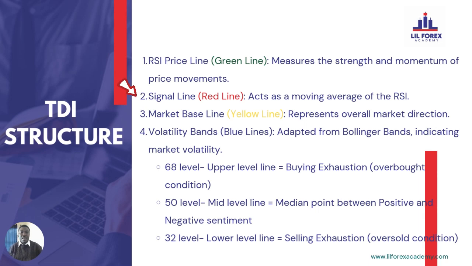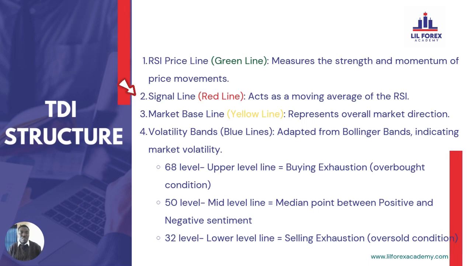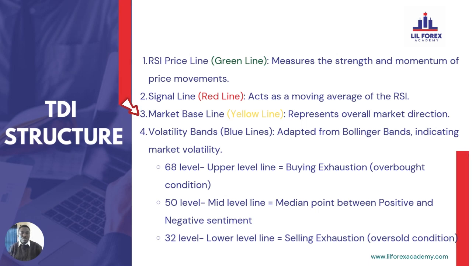So the signal line is just your normal moving average crossover. Okay, you know the slow moving average, the fast moving average will need to cross the slow moving average for you to have a signal. So that is basically the essence of the red line. And then we have the yellow market baseline, which represents the overall market direction. So more like the long time trend in the market.